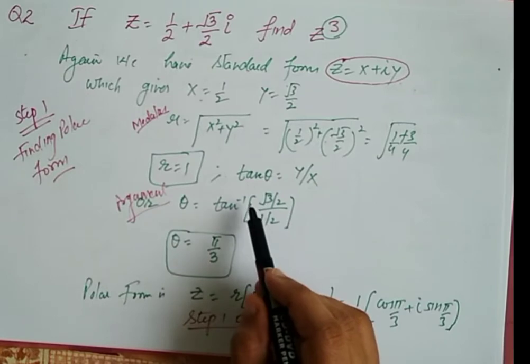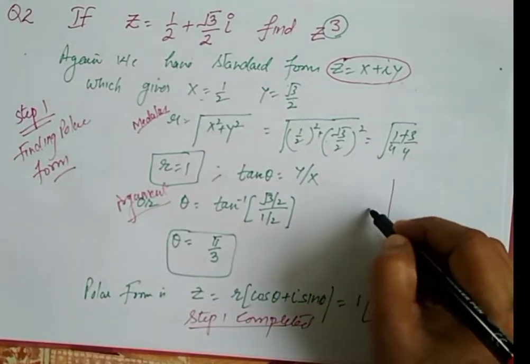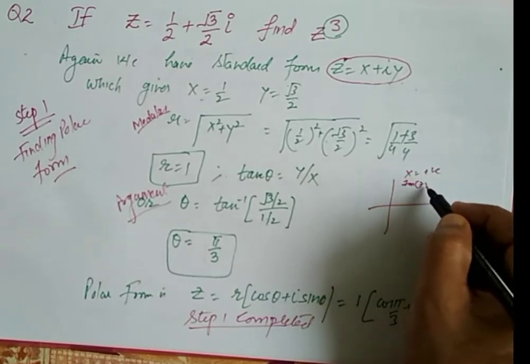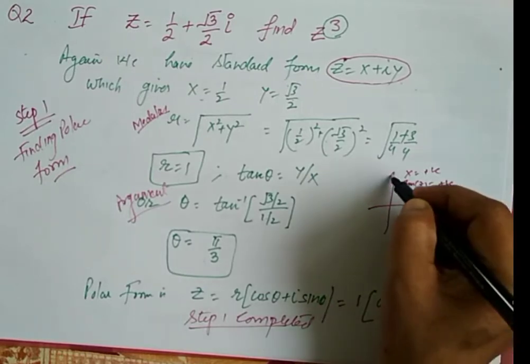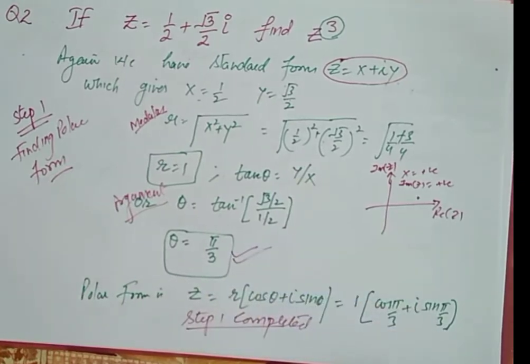Argument theta, the formula is tan inverse of y by x, and you have to calculate the things very carefully. Here our number x is positive and the imaginary part of z is positive, so the number lies in the first quadrant. I always check the Argand diagram to verify your principal argument. So our argument is correct.